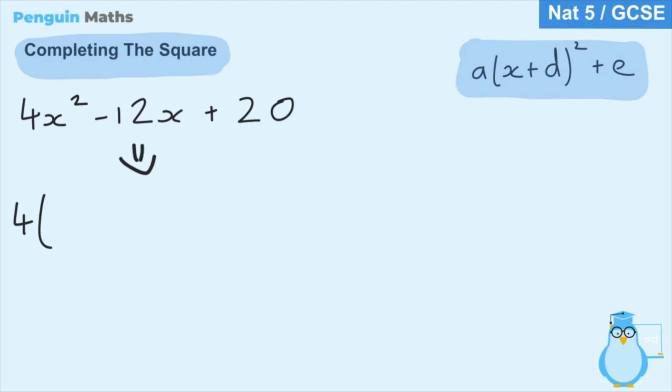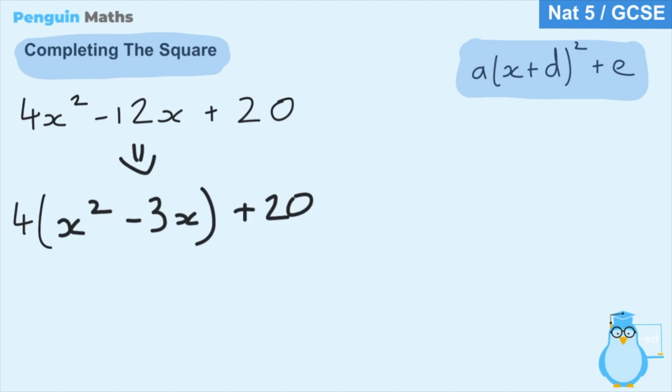So 4 bracket x squared minus 12x. 4x squared divided by 4 is just x squared, and minus 12x divided by 4 would be minus 3x, and then that means we can just leave the plus 20 outside of the brackets, because if we multiply out the brackets now, we're just going to get 4 times x squared, which is 4x squared, 4 times minus 3x is minus 12x, then we just have this plus 20 outside of the brackets.